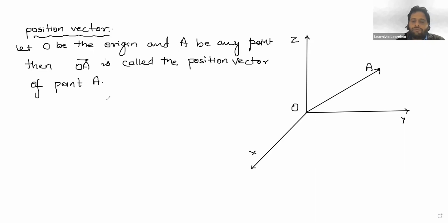Okay, so what's the position vector? If you have any point, and you form a vector from the origin, then that vector is called the position vector of that point. So that means the reference is the origin. Okay, so please note this down and raise your hands once it is done. Then we will start the next topic.